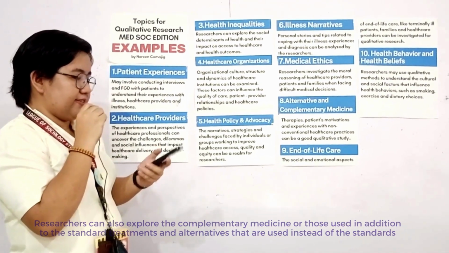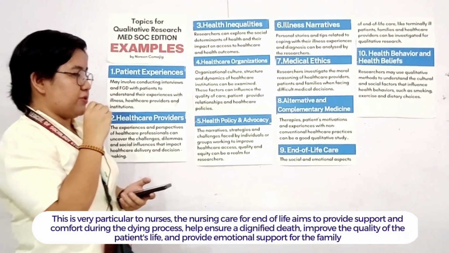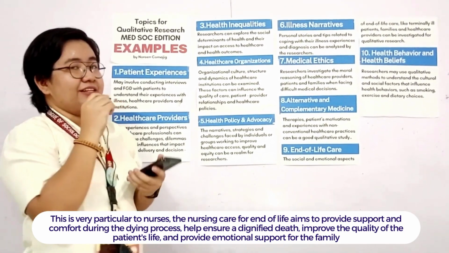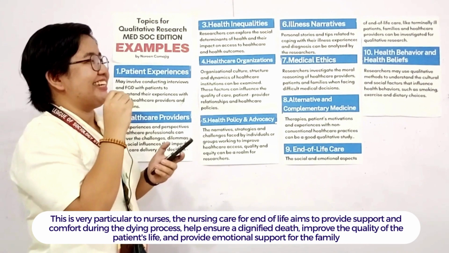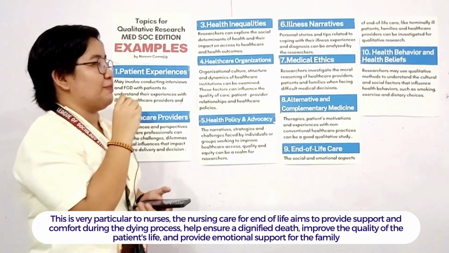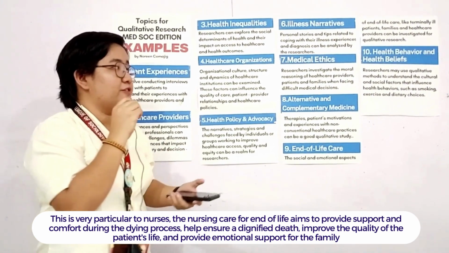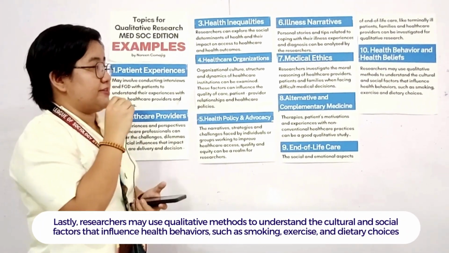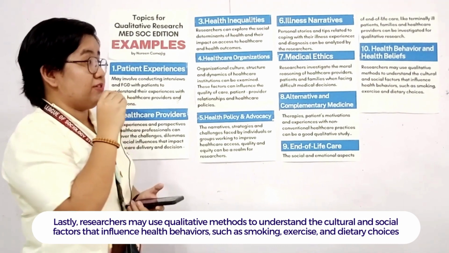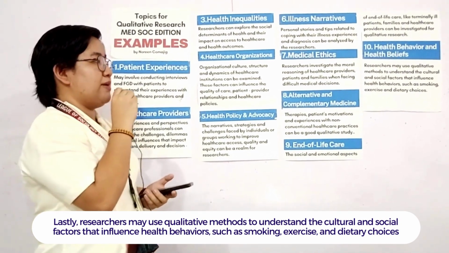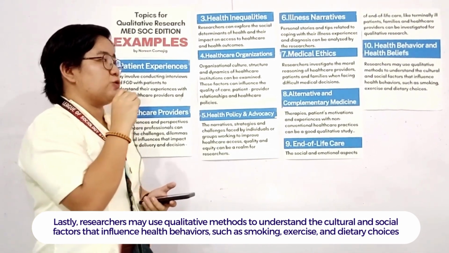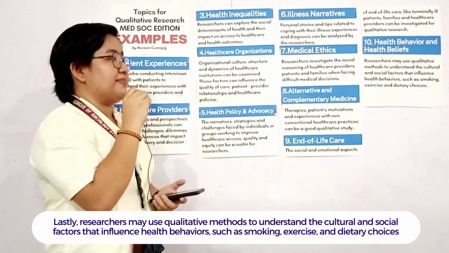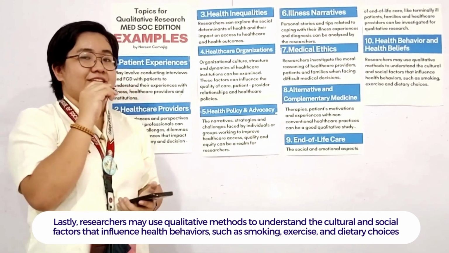Number nine is end-of-life care. These are the social and emotional aspects of end-of-life care, like terminally ill patients, families, and healthcare providers, that can be investigated for qualitative research. And lastly, the last example that I have is health behavior and health beliefs. Researchers may use qualitative methods to understand the cultural and social factors that influence health behaviors, such as smoking, exercise, and other dietary choices.